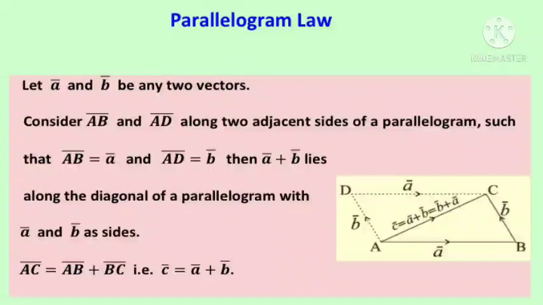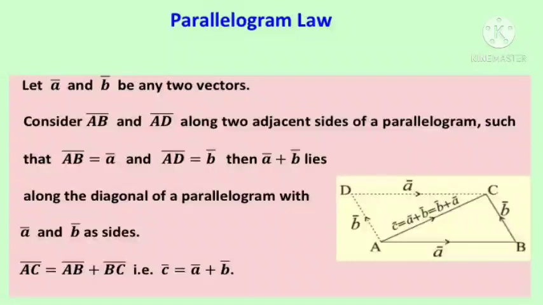Now the next law you are going to study is the parallelogram law. When you are studying the parallelogram law, you should have a parallelogram. See in the diagram, parallelogram ABCD. Now consider two vectors a bar and b bar. Along the two adjacent sides, AB is the vector called a bar, and along the side AD, the vector is called b bar. As opposite sides of a parallelogram are equal, side BC will also be equal to b bar.